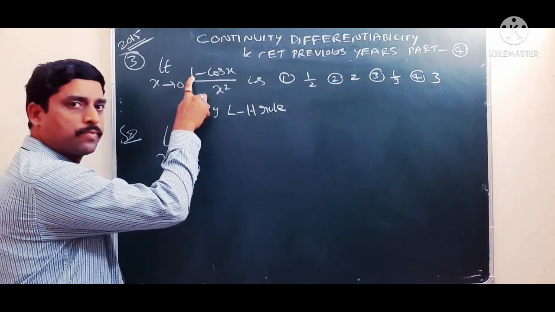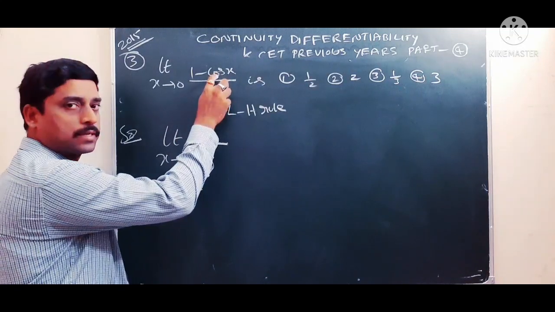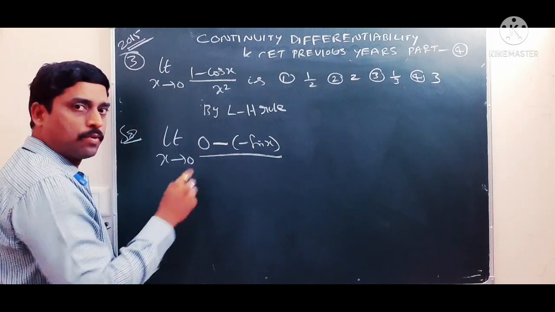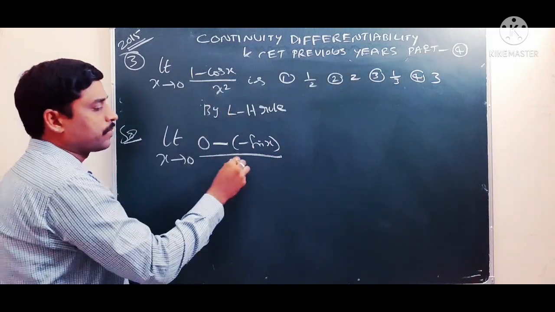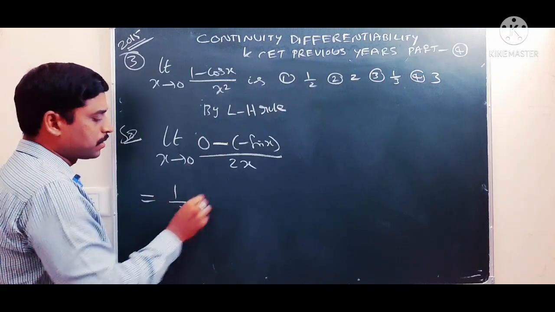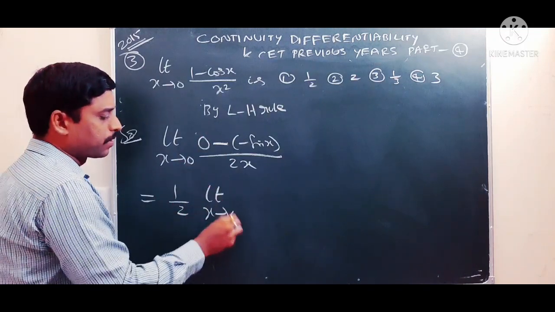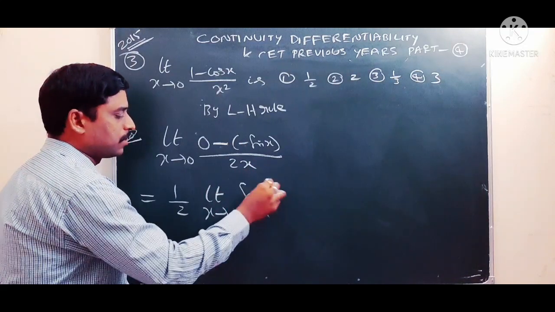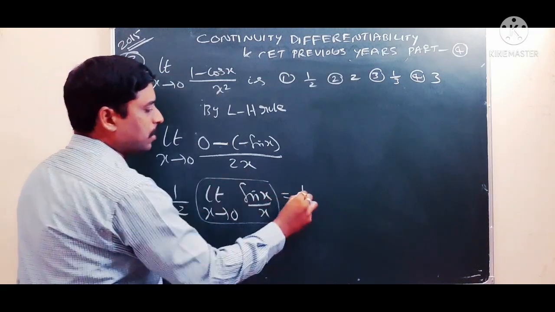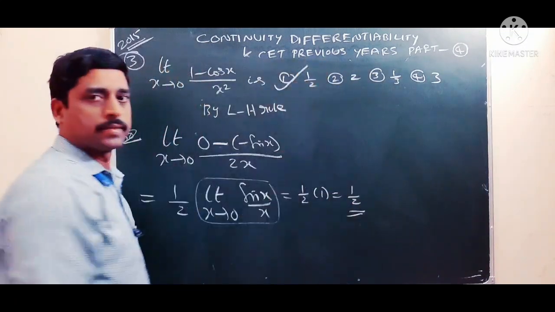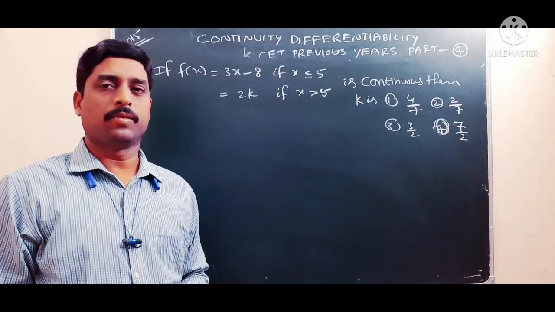So differentiation of 1 is 0. Differentiation of cos x is minus sin x. This whole divided by the differentiation of x square, which is 2x. In this, 1 by 2 is constant, limit x tends to 0. So minus into minus plus, sin x by x. So this will be 1. So the answer is 1 by 2 into 1 is equal to 1 by 2. So option 1 is correct. Let us go to the next problem.